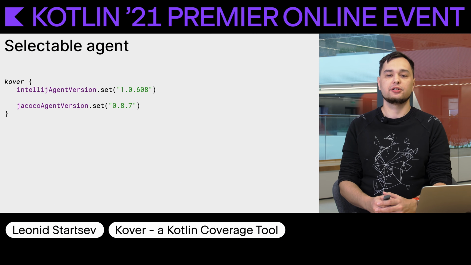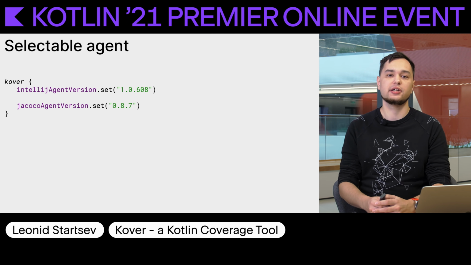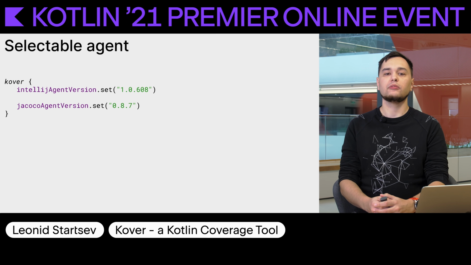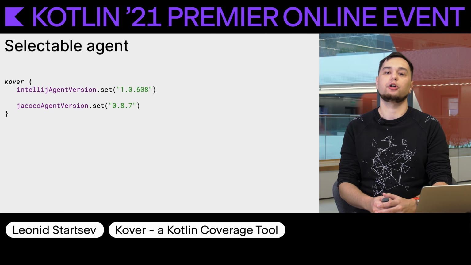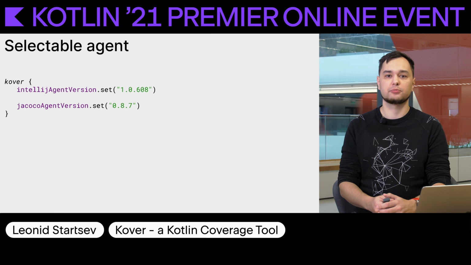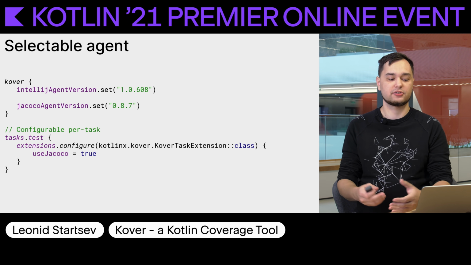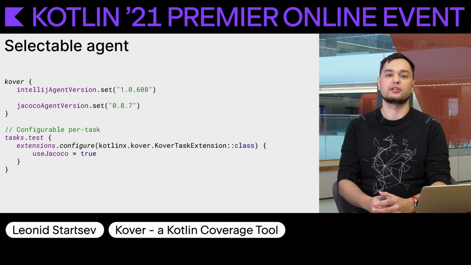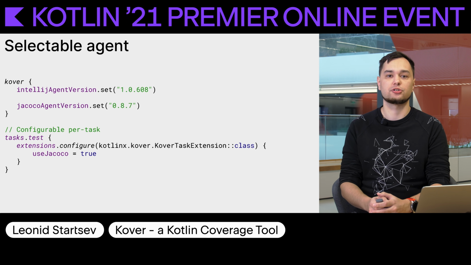Kover also offers you an agent to select. Essentially, Kover is just a Gradle plugin, and it uses existing coverage agents to instrument classes and collect coverage. So currently, Kover can work with two agents, an IntelliJ agent and a JaCoCo agent. You can specify their versions explicitly, but by default, the default versions are used, so this configuration block is not mandatory. To select which agent you want to use, just configure your test task with the Kover task extension. So you can launch different test tasks with different agents you like.